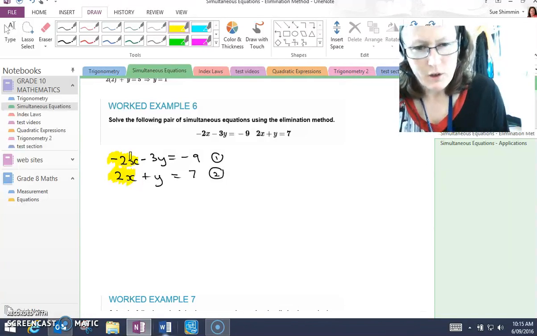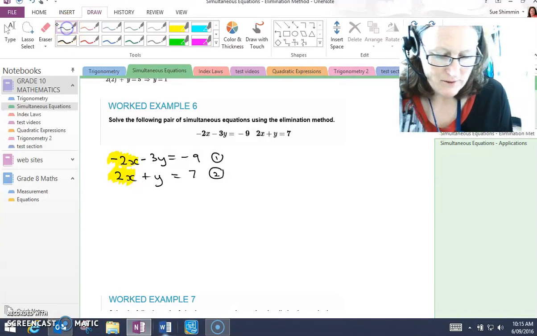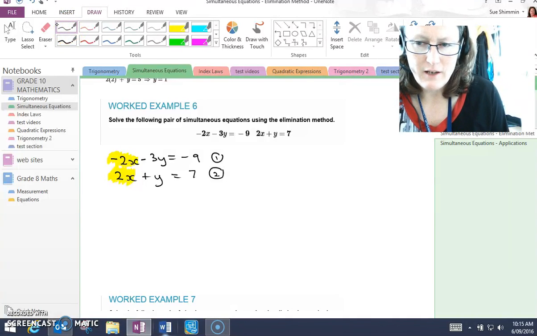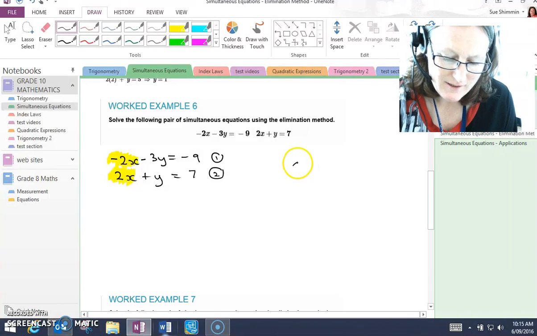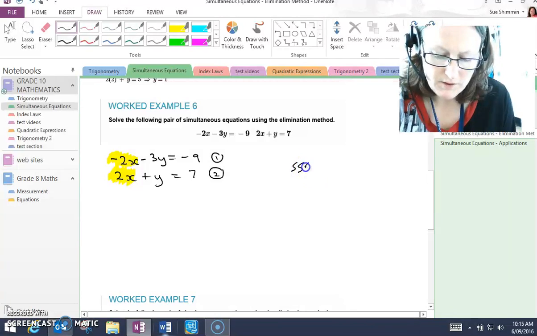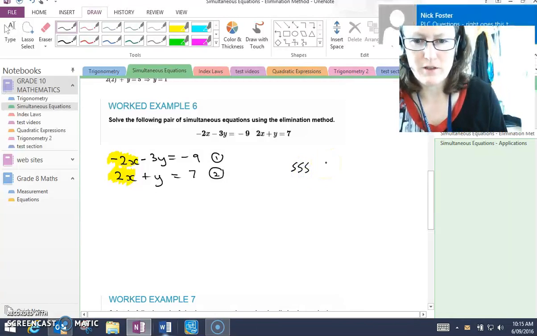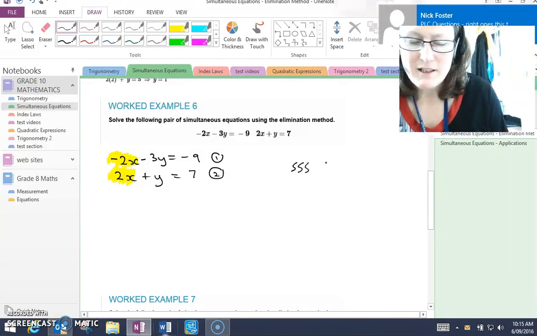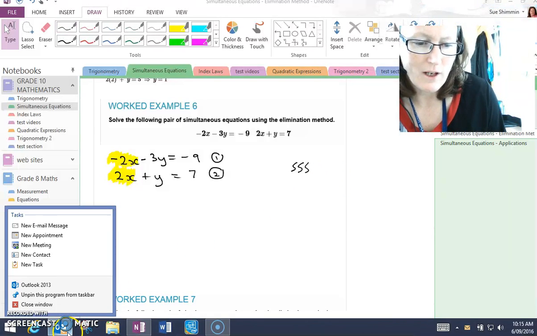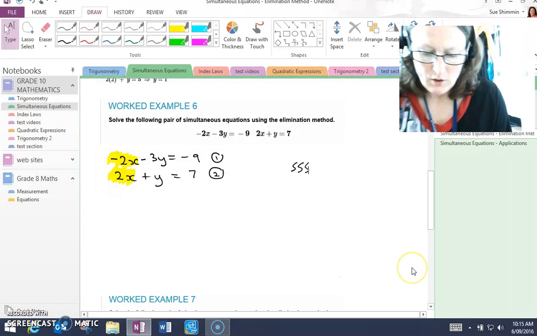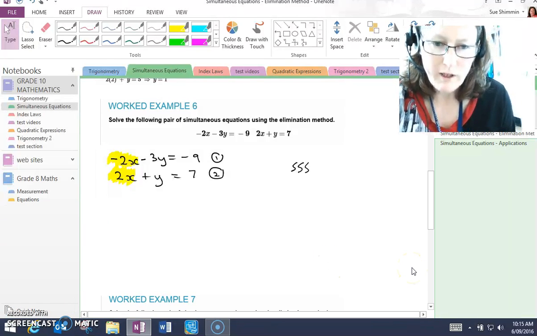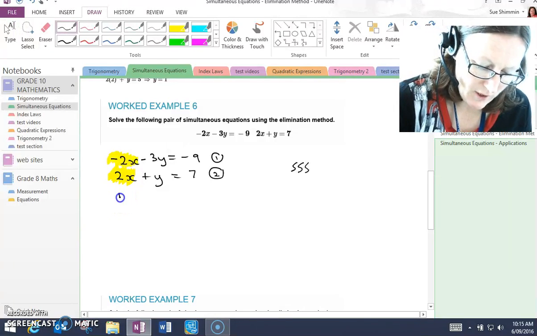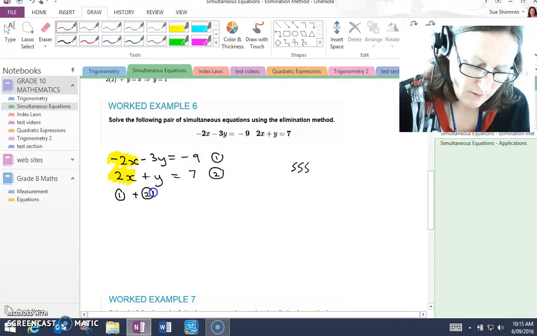When I highlight that, I look at what I've highlighted and I say to myself, do they have the same sign or a different sign? If they had the same sign, we would subtract these equations from each other. Same sign, subtract. But they actually have a different sign, 2 and negative 2. So if they've got a different sign, we add these equations. So I'm going to add equation 1 to equation 2.